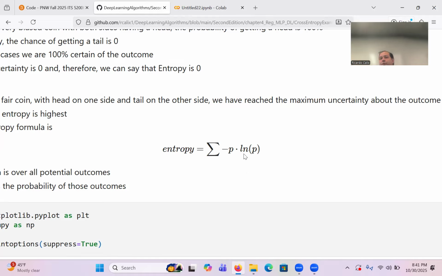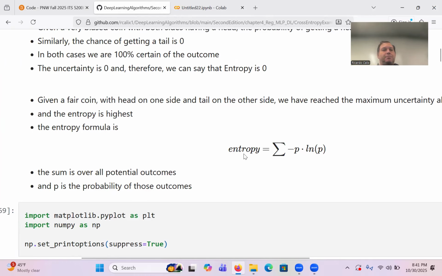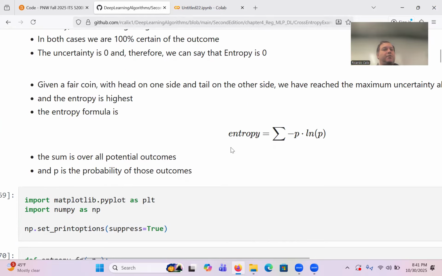Okay, so this is the formula that we use. There's going to be binary, and then there's going to be multi-outcome scenarios. For now, I'm starting with binary, and we're going to wrap up with multi-outcome, but it's just an extension of this formula. So the entropy formula is this: the sum over all potential outcomes, and P is the probability of those outcomes.